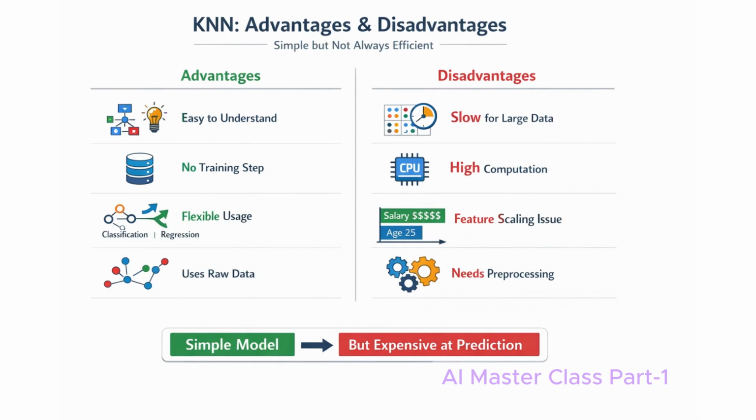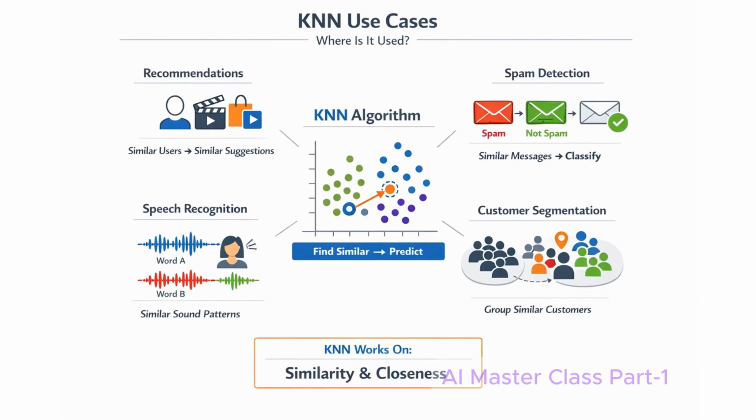For example, if we have two features like salary and age of an employee, there will definitely be a huge difference between the values of salary and age. So generally the algorithm will ignore the small value changes as compared to the larger value changes. That can make it completely ignore the age feature. For that, we may need to normalize the data first, and that also adds to the complexity. Coming to the use cases, it can be used in recommendation systems, spam detection, speech recognition, and customer segmentation kind of tasks. Okay, so that's all about KNN.